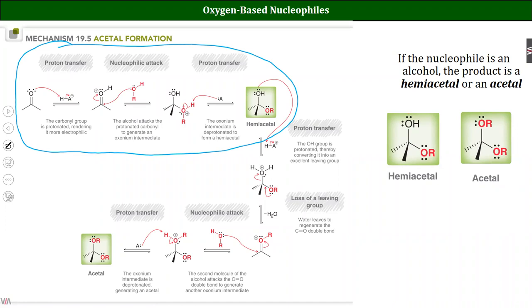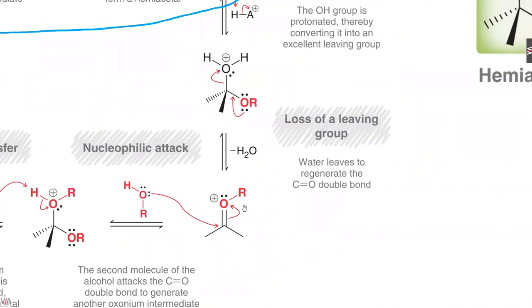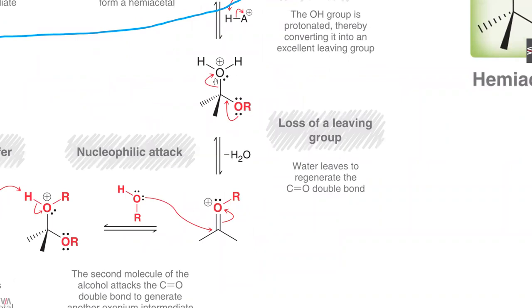Once you make the hemiacetal, the next steps, it's really similar to an SN1 reaction. But the difference is that because we have an oxygen attached that has a lone pair, instead of making a carbocation intermediate, you wind up making this intermediate down here. So after your leaving group leaves, you start by protonating your oxygen to make it a better leaving group. Water leaves.